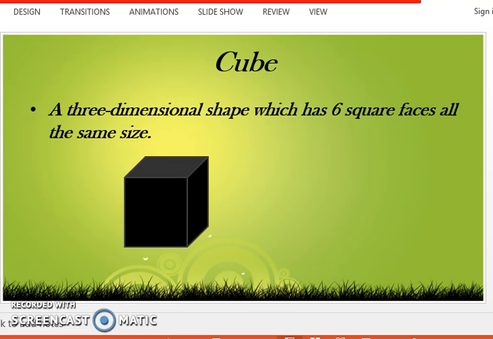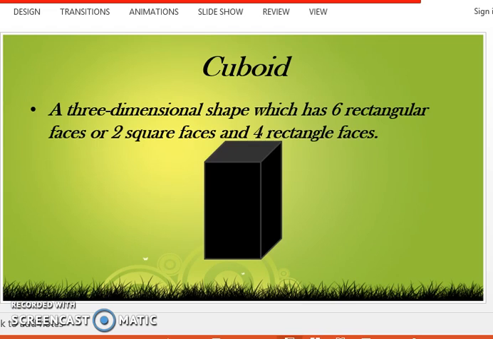Cube. It's a three-dimensional shape because it has length, breadth and height, and it has 6 square faces which are all of the same size. We always see an ice cube, which is an example of a three-dimensional shape. Cuboid, a three-dimensional shape which has 6 rectangular faces or 2 square faces and 4 rectangular faces.